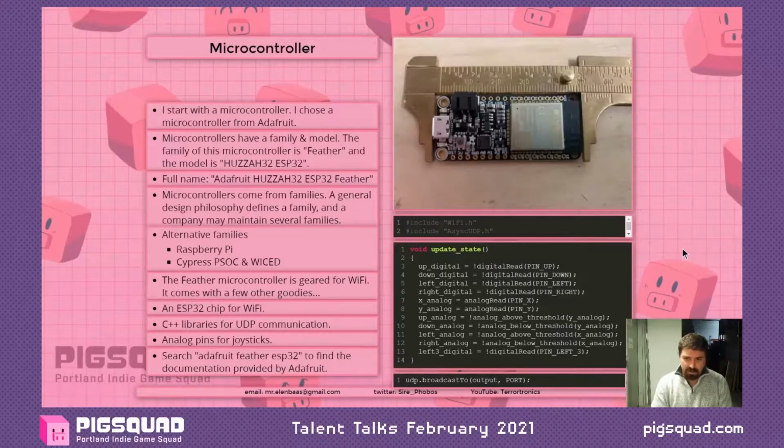This Feather board's geared for Wi-Fi. It's great. That's why I'm using it. It has C++ libraries for UDP. It has a ton of analogs for joysticks. Every joystick you add is going to need 2 analog pins. And to put it into perspective, the Raspberry Pi doesn't have any analog pins. So, sweet. If you want to find the documentation on this board in particular, look up Adafruit Feather ESP32, and you'll find the Adafruit documentation, and it'll lead you to the repository as well.